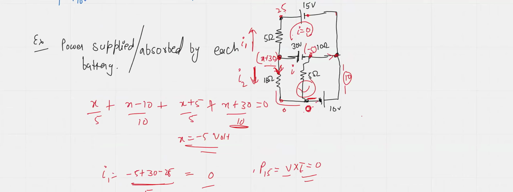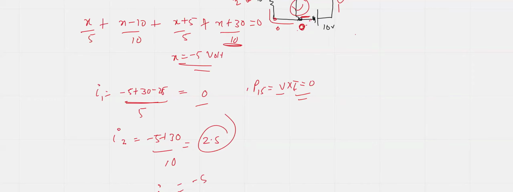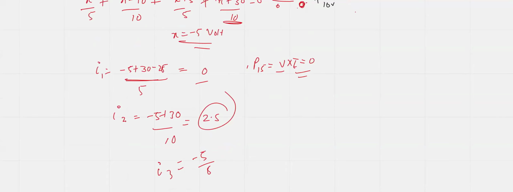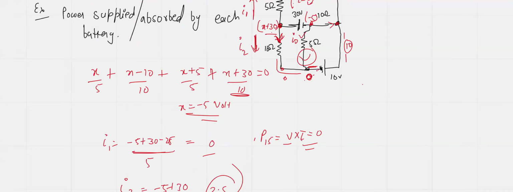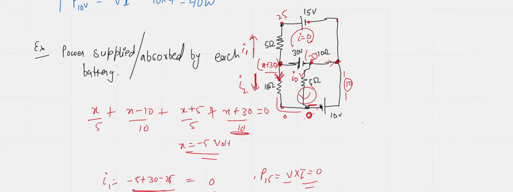Let's call this I3. So I3 came out as minus 5 by how much is that? 5x minus 1. It means I have got minus 1. That means I have made this direction in this direction, but ideally I3 is in this way. I1 current is going this way. 1 ampere is going this way. 2.5 ampere is coming out to be this way.